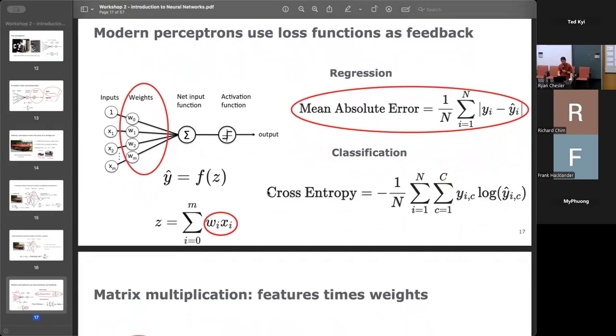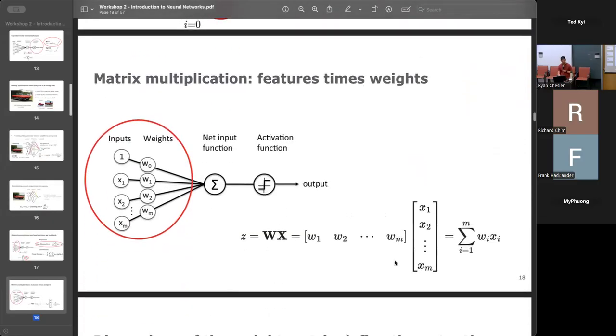For classification, you might do something like cross entropy. So instead of guessing the price, if you're trying to guess this is a BMW, this is a Honda, for example, you might have a bunch of different classes. So you would have a different loss function. You define it in a different way because you're doing a different task.